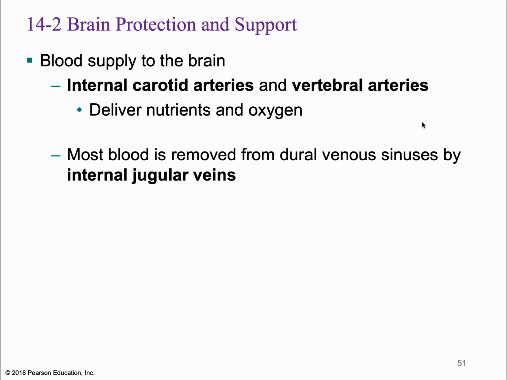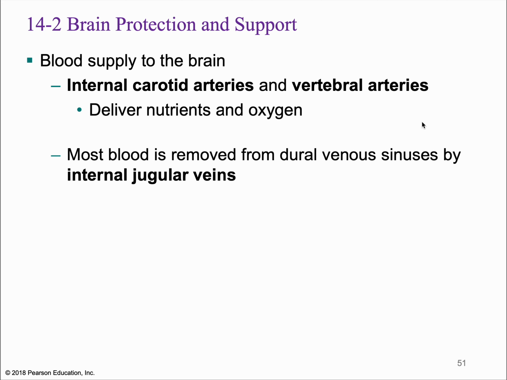So I'm going to go over this one more time. From the aorta, you'll have three major branches: brachiocephalic artery, common carotid artery, and subclavian artery. Okay? So the major blood supply is actually from the common carotid artery and subclavian.